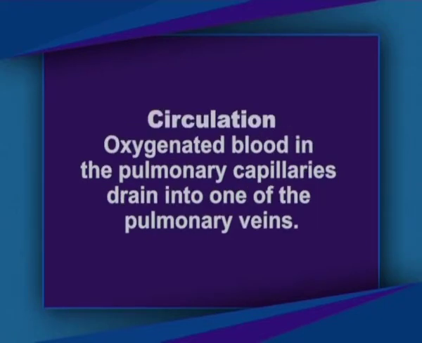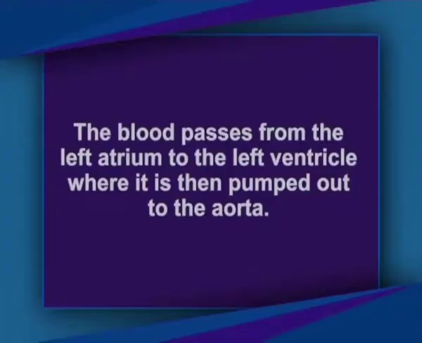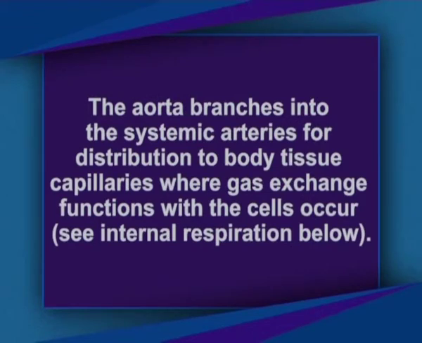Circulation. Oxygenated blood in the pulmonary capillaries drains into one of the pulmonary veins. The oxygenated blood flows from the pulmonary vein into the left atrium of the heart. The blood passes from the left atrium to the left ventricle, where it is then pumped out to the aorta. The aorta branches into the systemic arteries for distribution to body tissue capillaries, where gas exchange functions with the cells occur.